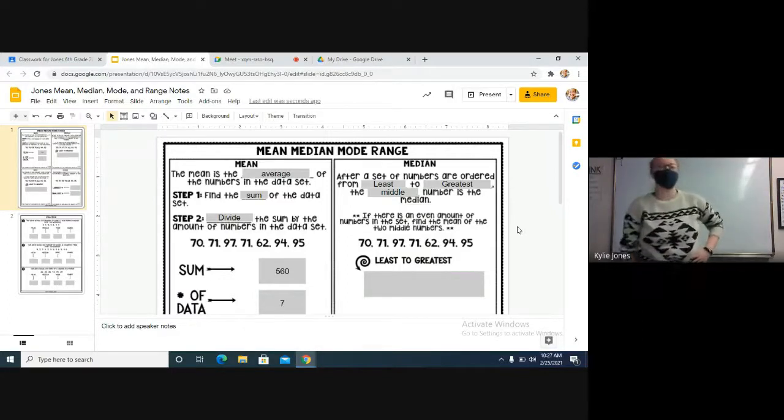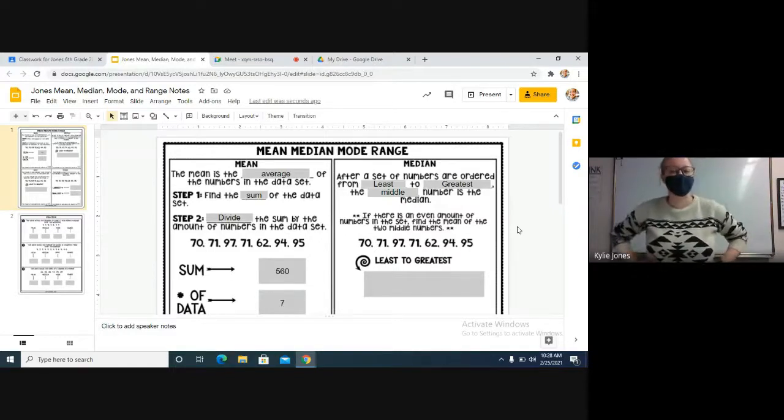Okay. Then down below, it says if there is an even amount of numbers in the set, you need to find the middle of the 2 middle numbers. So the mean of the middle 2 numbers, which we'll talk about next week when we get to a couple of those. It might happen today, but I don't think so.